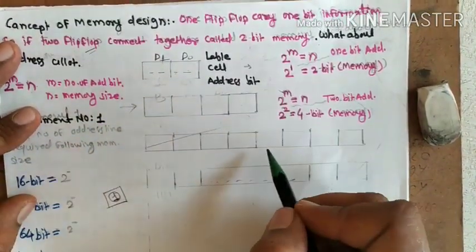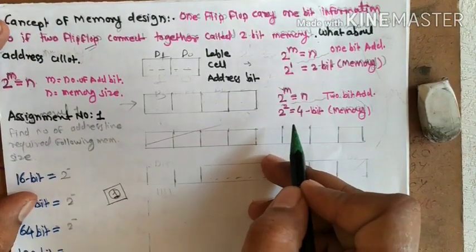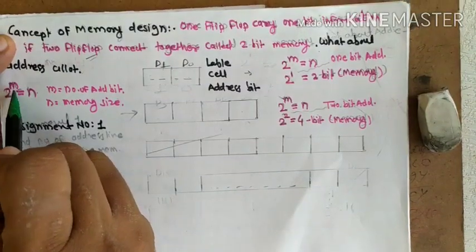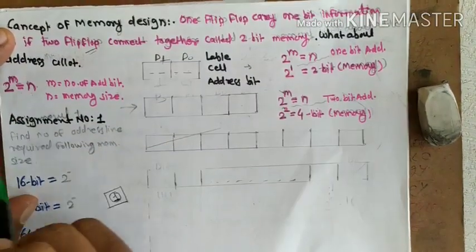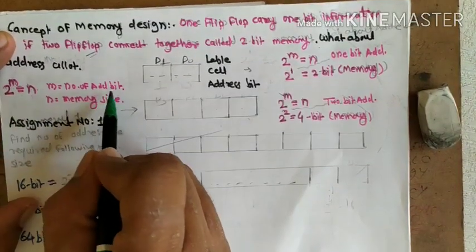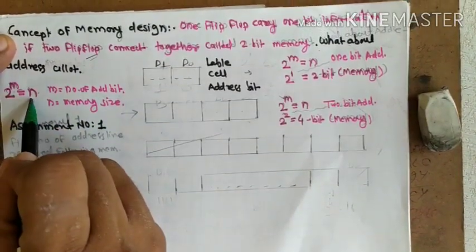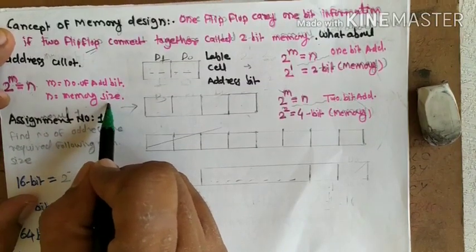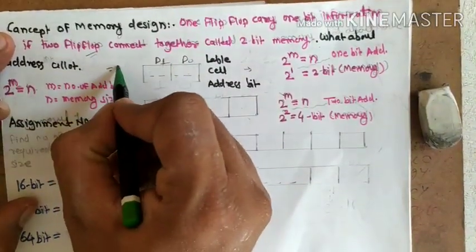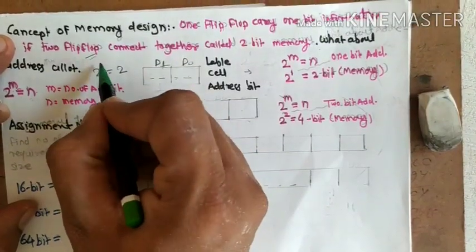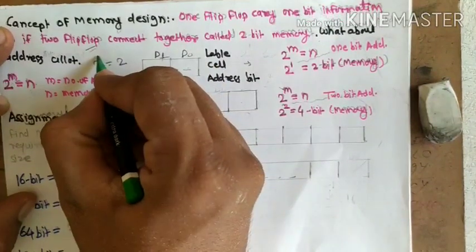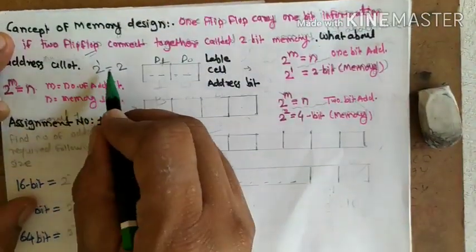Now we are able to give addressing to these cells. We have the formula 2 raised to m is equal to n. In this formula, m is called the number of address bits and n is called the memory size. According to this formula, there are 2 cells, so we write n is equal to 2. So 2 raised to what is 2? The answer will be 1, so we put m as 1. 2 raised to 1 is equal to 2.